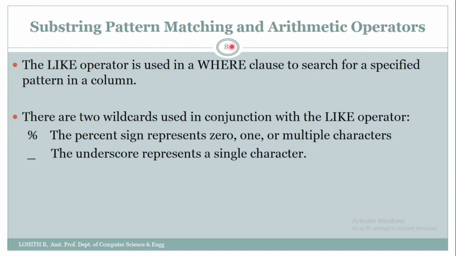Substring pattern matching and arithmetic operators. Substring pattern matching: the like operator is used in the where clause to search for a specified pattern in a column. There are two wildcards used in conjunction with the like operator, that is percentage and underscore. The percent sign represents 0, 1 or multiple characters, whereas underscore represents a single character.